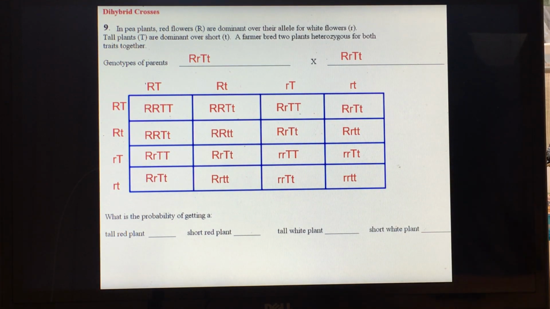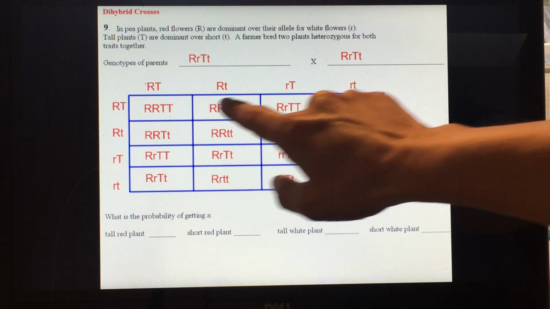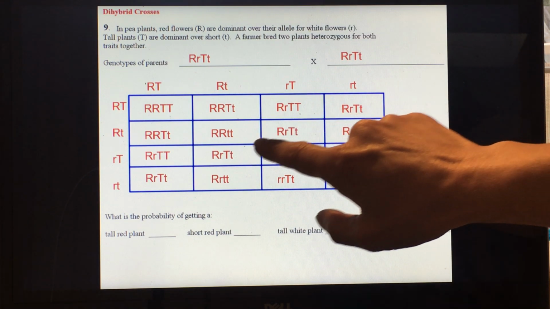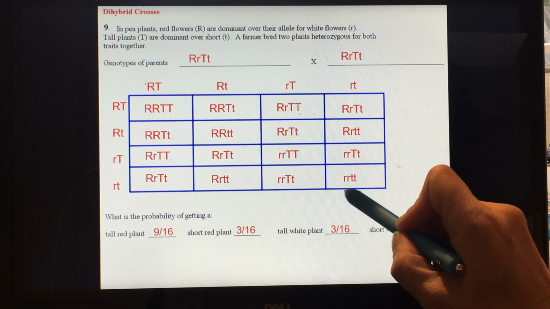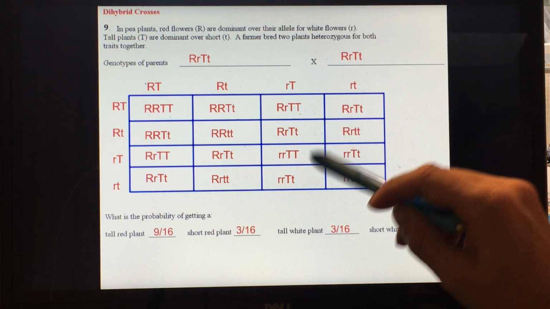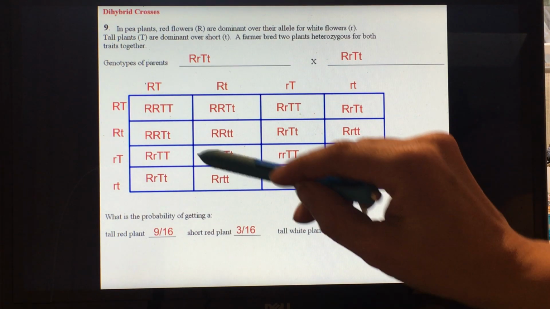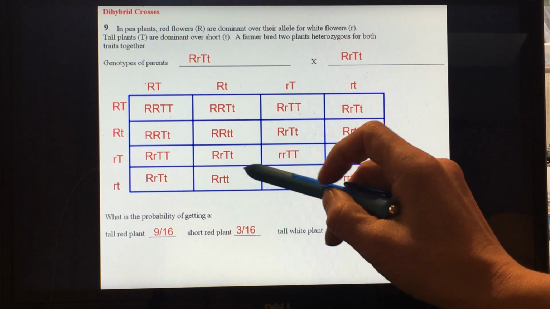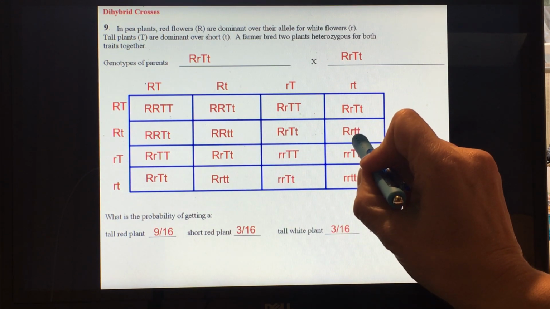So what are the possibilities of getting a tall red plant? If we look here, we have all of these are tall and red and all of these are tall and red. And then there's tall and red and tall and red. And if we count them all up, it is 9 out of 16. And short and red would be 3 out of 16. And tall and white would be 3 out of 16. And short and white would be 1 out of 16. Our short and white are here. Our tall and white are here. And then we have our short and red here, here, and here.